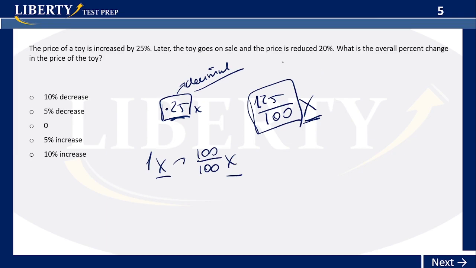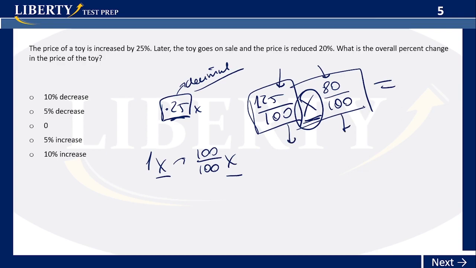Later, the toy goes on sale and the price is reduced by 20. The price is reduced by 20 means 100 minus 20, which means 80%. Okay, so this is the final price of the toy. So you have initial price, you increase it by 25%, and then you decrease it by 20. So what's the actual price of the toy? What's the current price? So what you do is this one pretty simple, right?